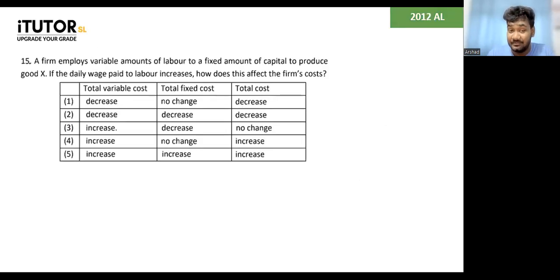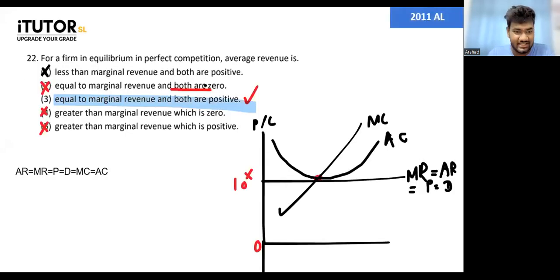If a firm employs variable amounts of labor to a fixed amount of capital. Okay. All right. Sorry. 2011 is done. No, I just realized.